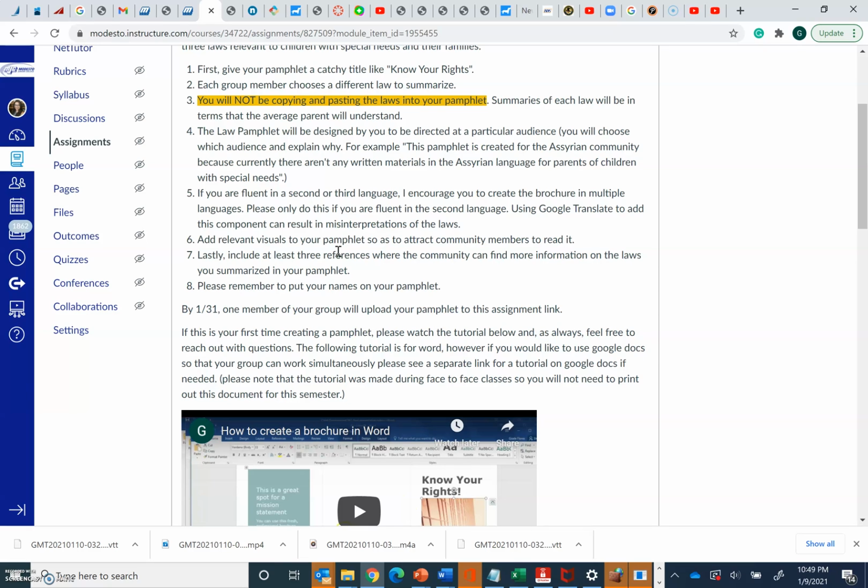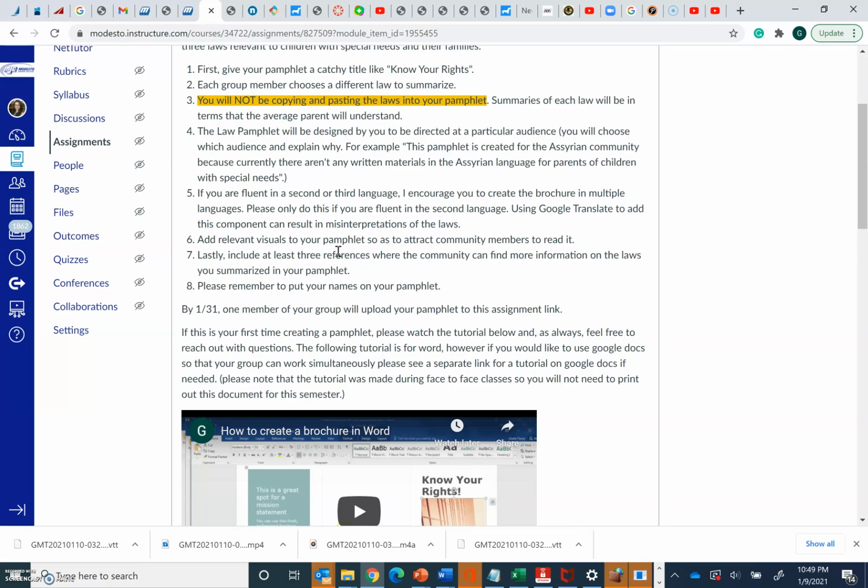And then really lastly, please remember to put your name on your pamphlet. I will not give credit to anyone whose name is not on the pamphlet. So whoever participated on this pamphlet, their names need to go on there. I don't want to not give you points, so please put your name on it.